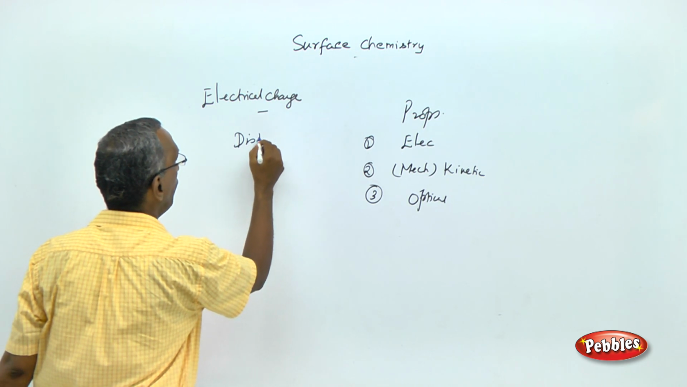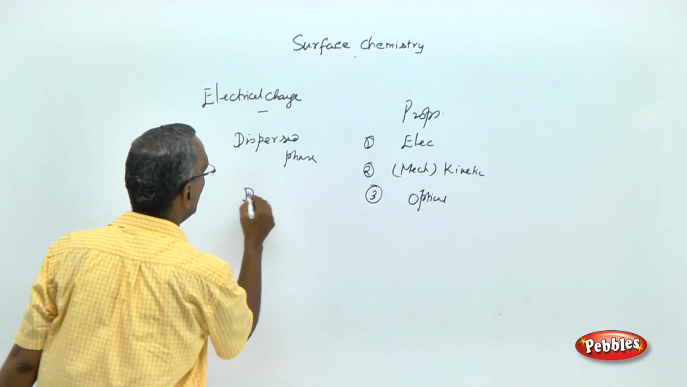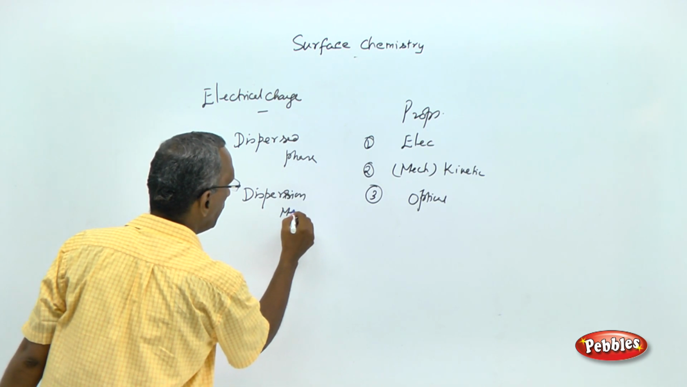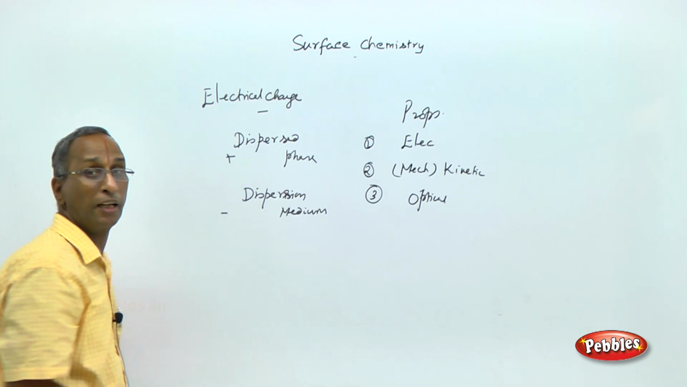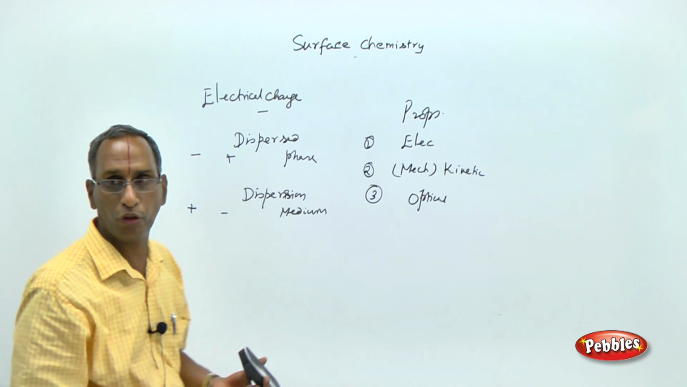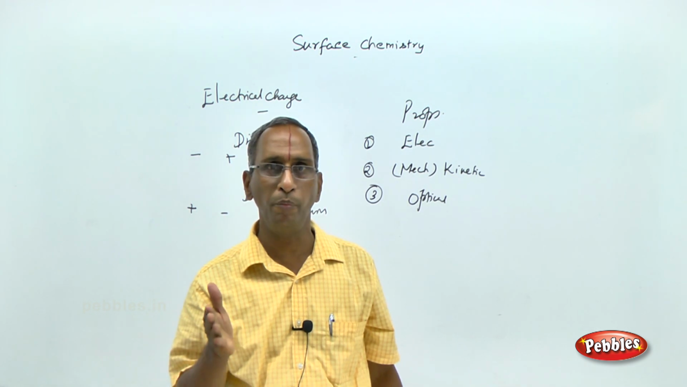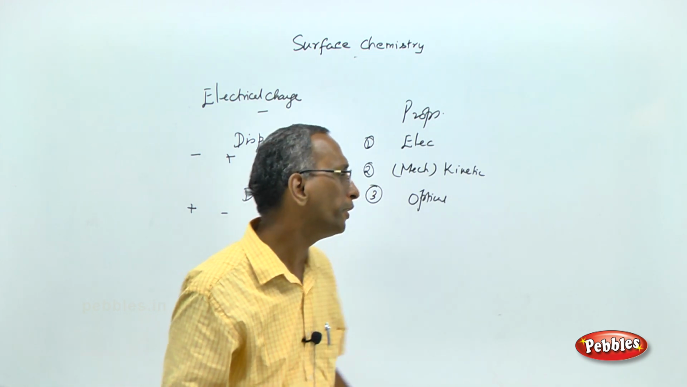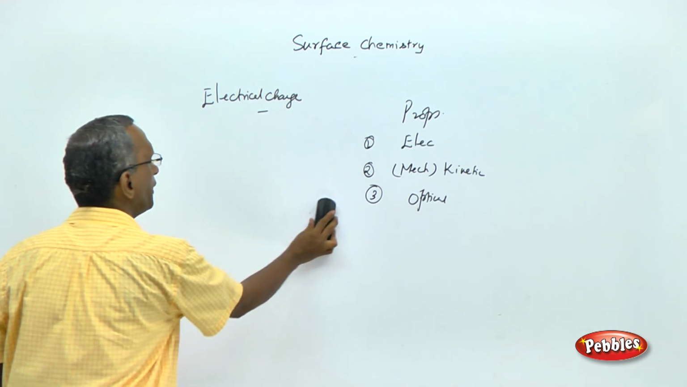A colloidal system consists of two phases we have seen: the dispersed phase and the dispersion medium. If the dispersed phase has a positive charge, the dispersion medium will have a negative charge. If the dispersed phase has a negative charge, the dispersion medium will have a positive charge. So the charges on the dispersed phase and dispersion medium are opposite to one another. As a whole, the colloidal system is electrically neutral. Because of the charge of the system, there are important electrical properties.